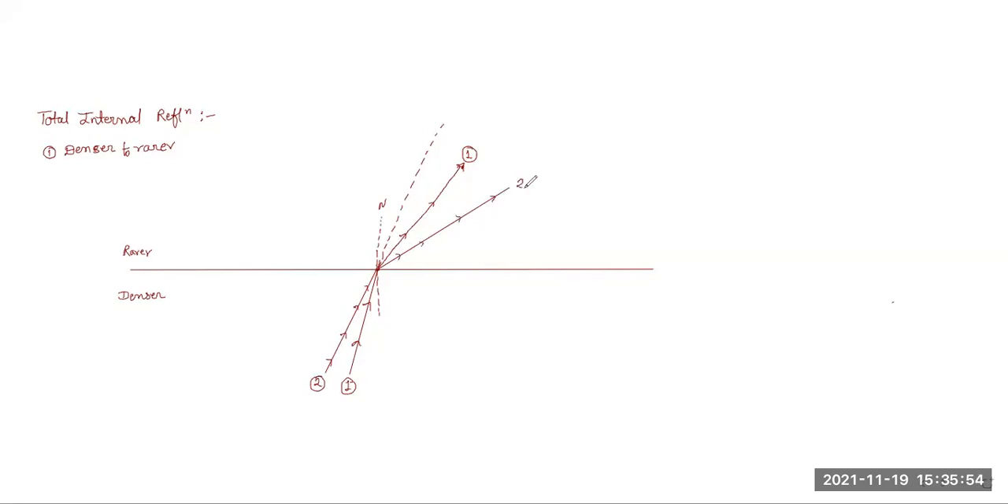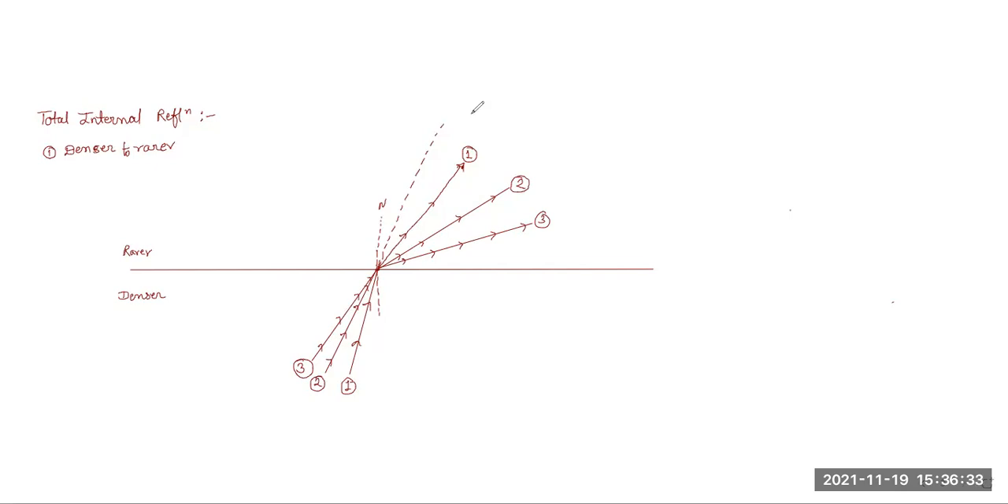So now we introduce a third ray. Let us say this third ray is making an angle like this. Let's say ray number 3, which will travel like this, reach the point, and then get refracted away from the normal. So this is ray number 3.